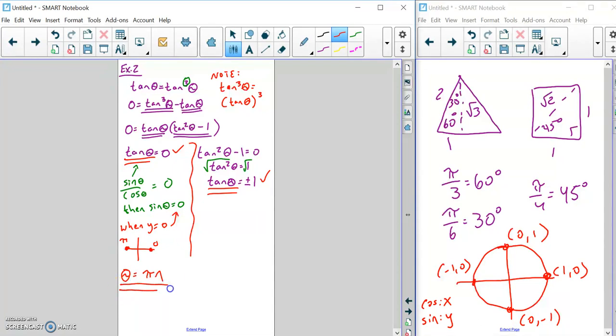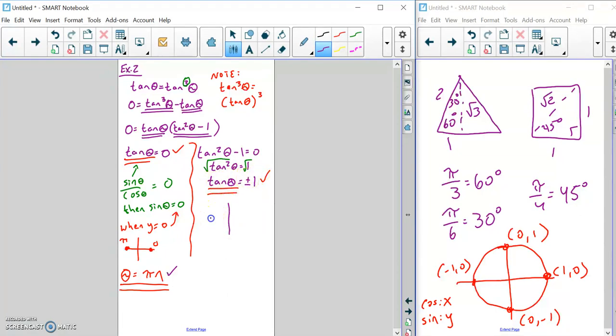Pi times n is going to give me the right side of the circle or the left side of the circle every time, meaning that's always going to give me a sine value of 0. Okay, so I have half the equation solved now. Now let's move over to this statement. So, tangent of theta is equal to positive or negative 1.